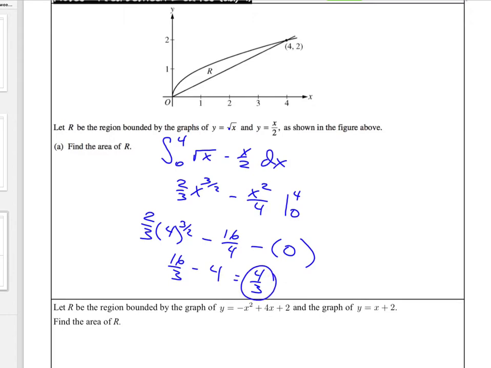So what does 4/3 represent? The area between those two curves. Now here's where your points come from. You get 1 point for setting it up. You get 1 point for your antiderivatives, and you get 1 more point for plugging in.